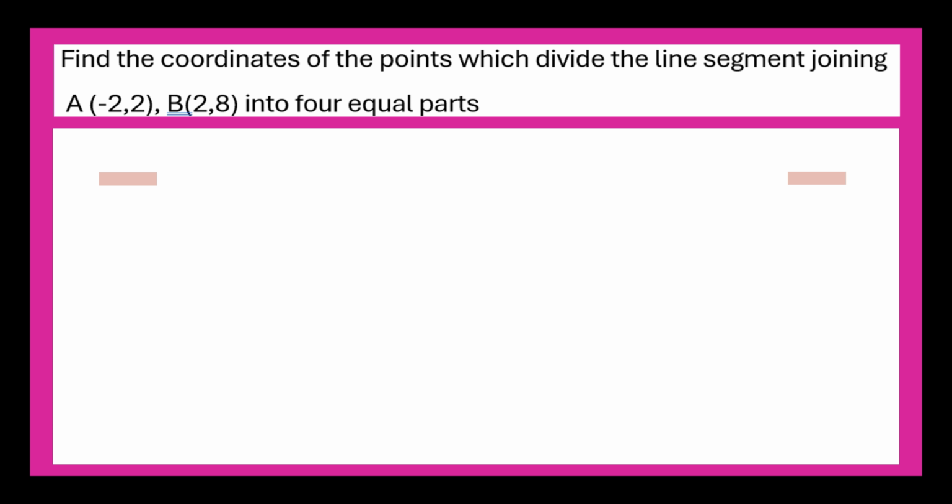Dear students, here is the question number 9. Find the coordinates of the points which divide the line segment joining A (-2, 2) and B (2, 8) into 4 equal parts. Here we have to divide this line segment AB into 4 equal parts, isn't it?